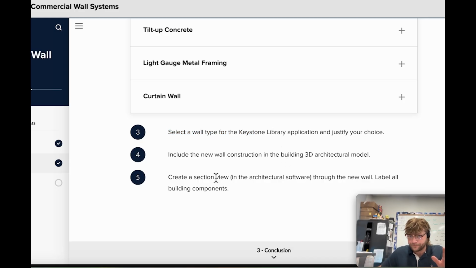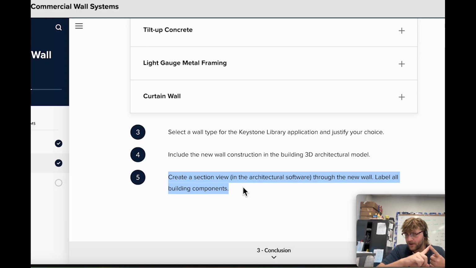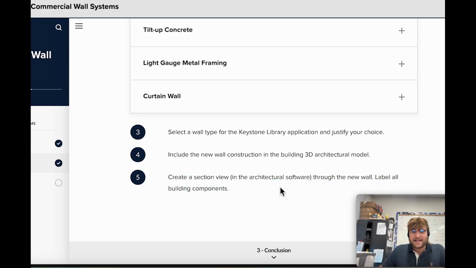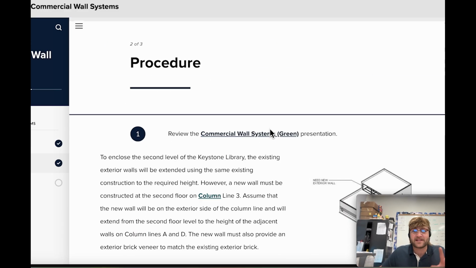All right. So note the other thing that is a turn-in for this, we do want to have that section view in the architectural software as well. So we've talked about that. We did that with a shed project, right? We also did that for our affordable home project. And so now we're going to be using that again for our commercial building here, the Keystone library renovation. But anyways, that is the basic rundown here of activity 313.